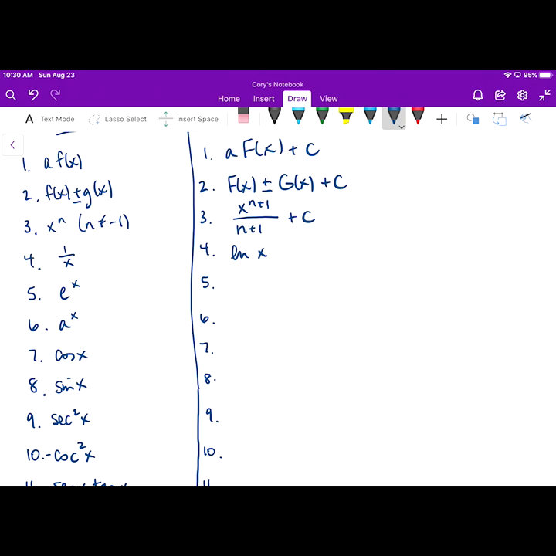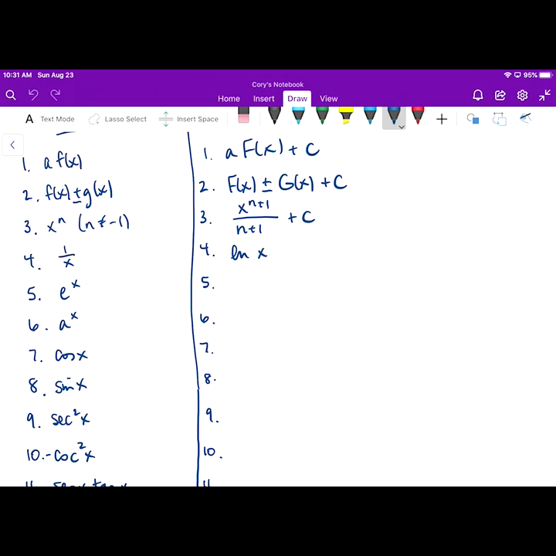Now, we have a little bit of a problem here in that when you look at the domain of 1 over x, the domain of that function is the set of x such that x cannot be equal to 0. But when you look at the domain of the antiderivative, the natural log function, the domain of that is the set of x such that x is greater than 0. So those two domains don't match up.